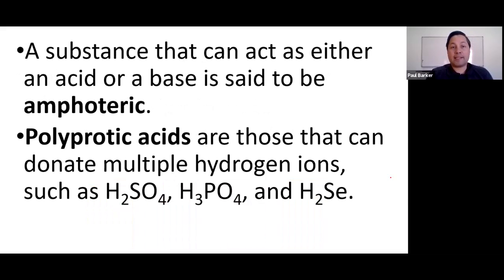Now, a substance that can act as either an acid or a base is said to be amphoteric. An example of that would be water, probably a really good example of an amphoteric substance, because in some reactions you might see it acting as either an acid or a base. Also, polyprotic acids. What is a polyprotic acid? These are acids that can donate more than one hydrogen atom. For example, sulfuric acid, phosphoric acid, and H2Se would also be another example of a polyprotic acid.